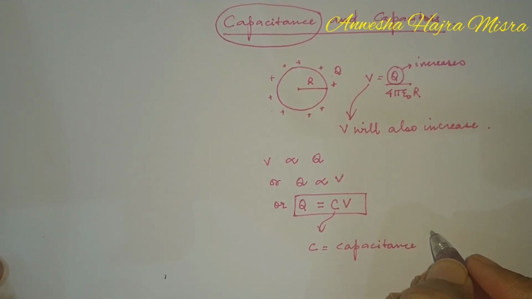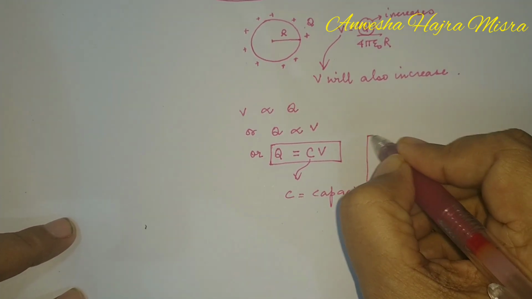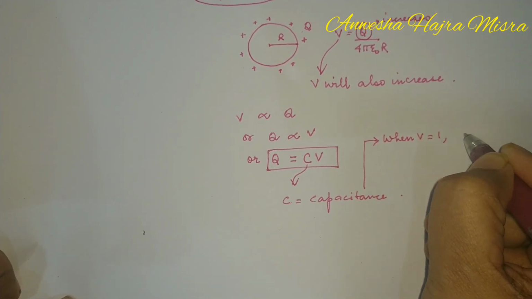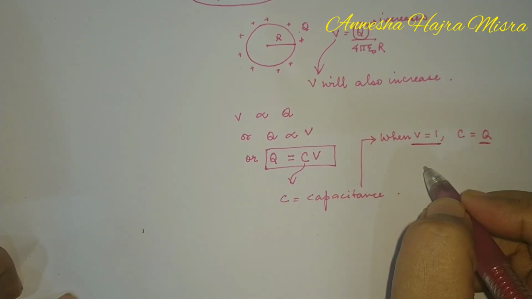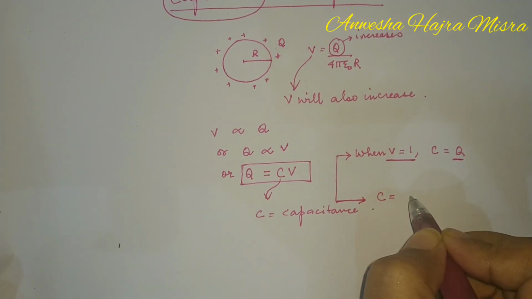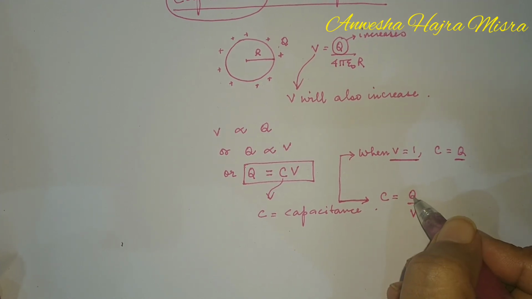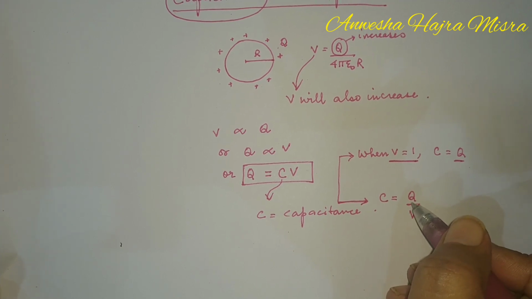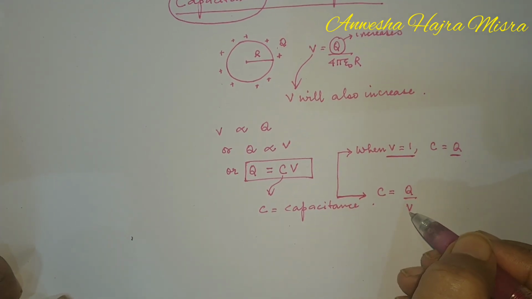Now, how can you define C? Many can define C in this way. They can say when V is 1, then C is Q. That means the charge needed to raise the potential by unity. Or you can say capacitance is the ratio of charge to the potential that particular charge will raise the body to.